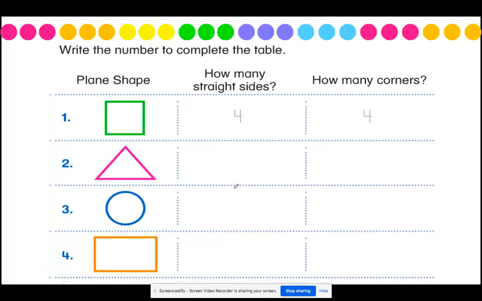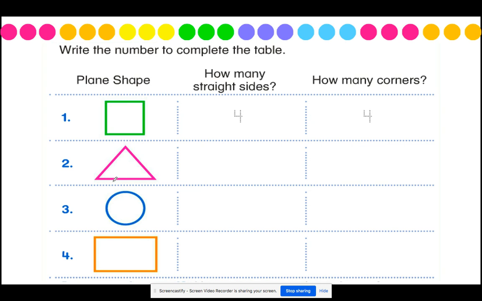Let's complete some practice problems together. It says to write the number to complete the table. Number 1 is done for us. It is a picture of a square. We need to count how many straight sides and how many corners each shape has. When counting the sides, I'm looking for those straight lines. When counting the corners, I'm looking to count where those points are. Number 1 shows us that there are 4 straight sides and 4 corners in a square.